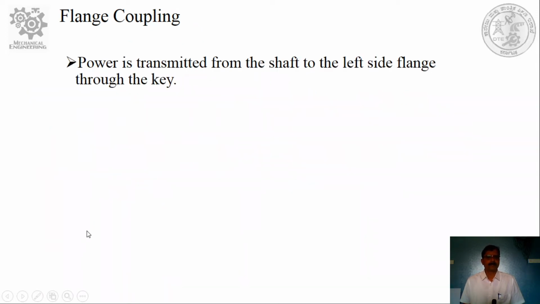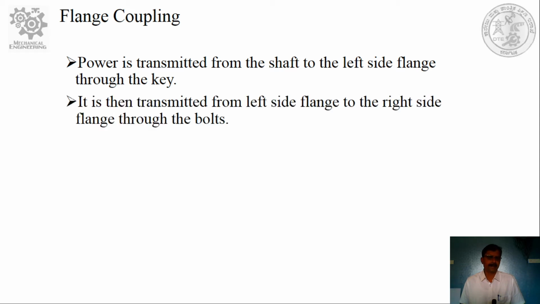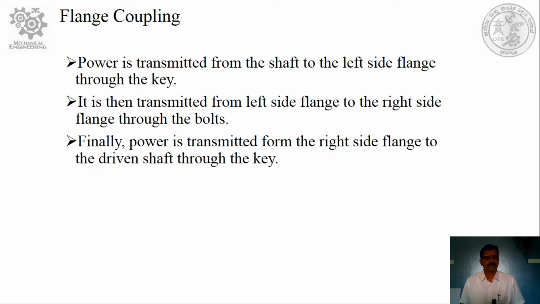Flange coupling. Power is transmitted from the shaft to the left side flange through the key. It is then transmitted from left side flange to the right side flange through the bolts. Finally, the power is transmitted from the right side flange to the driven shaft through the key.